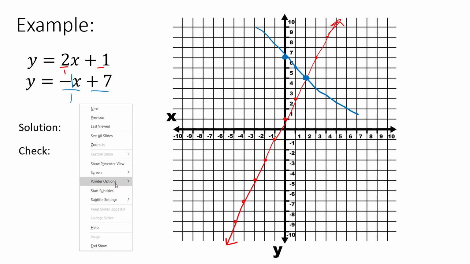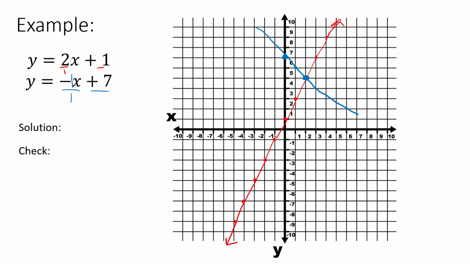So that means our solution is going to be 2, 5. Right? X coordinate of 2, y coordinate of 5. We can check by plugging that in. Okay, does 5 equal 2 times 2 plus 1?